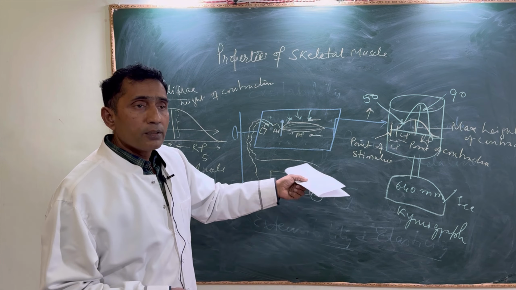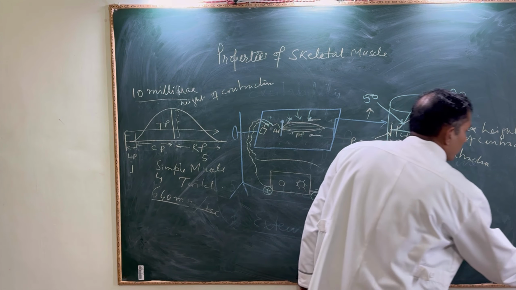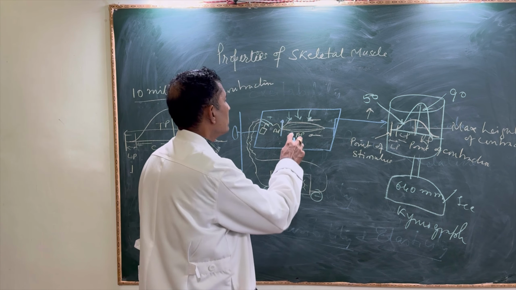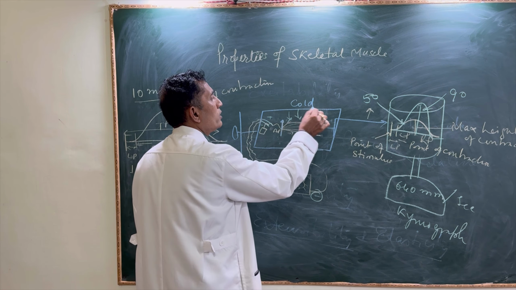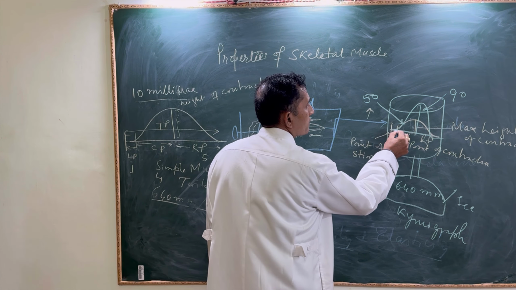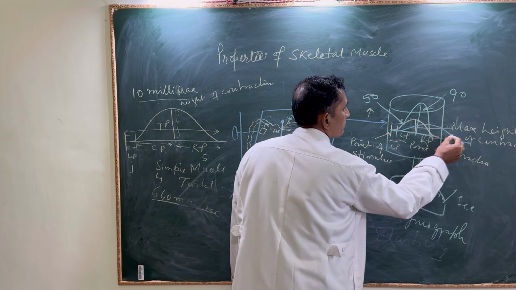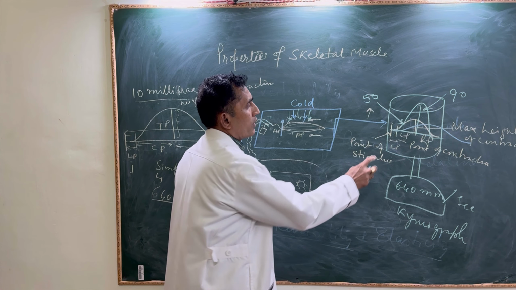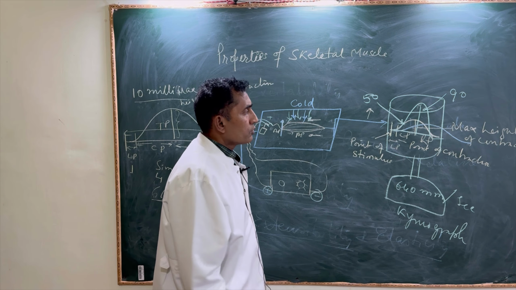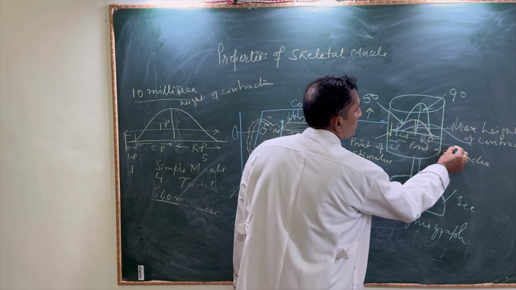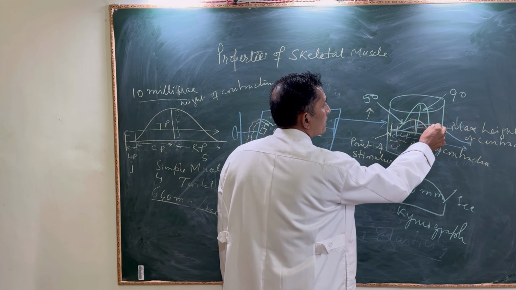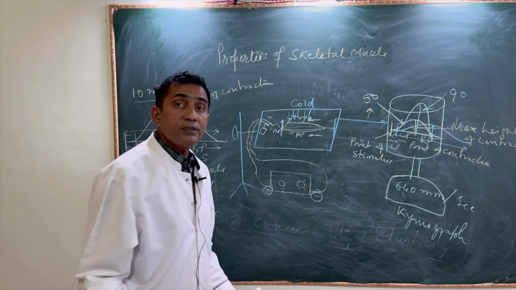Then if we apply the cold ringer instead of hot, what will happen? The same record will be like this. What changes are we having? The total period is increased, and the height of contraction is reduced.